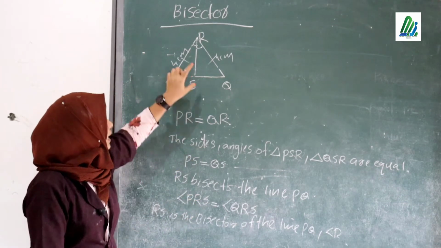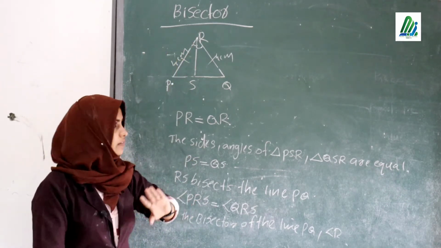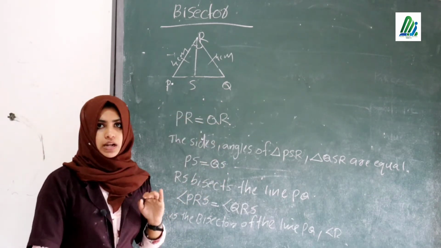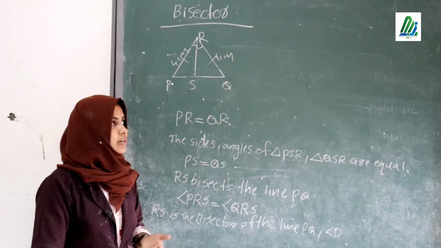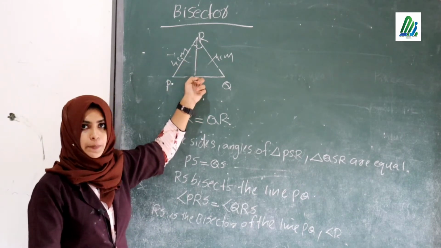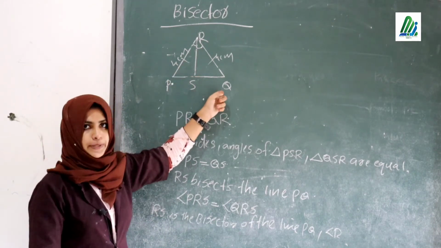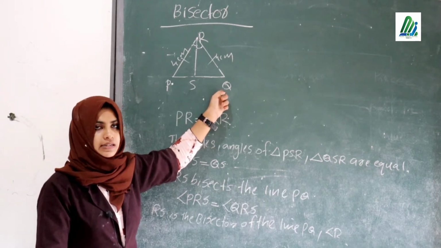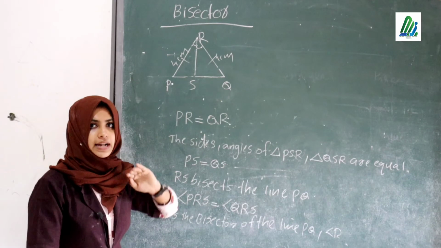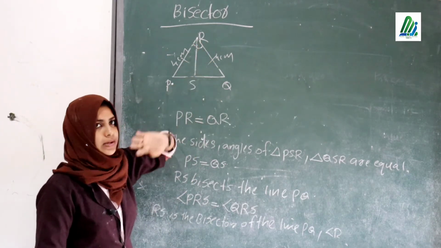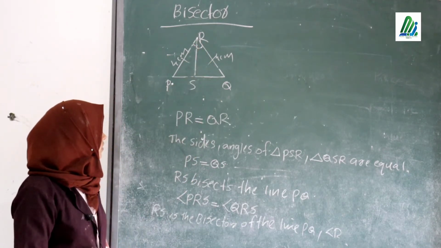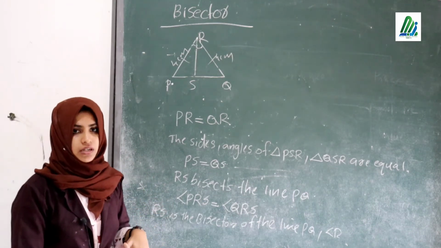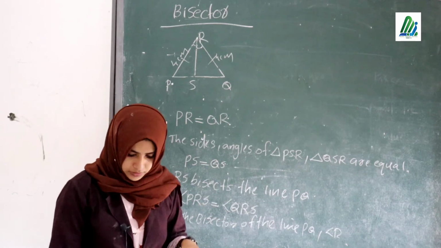And also, we can see from this figure, RS is perpendicular to the line PQ, and also we can say that RS is the perpendicular bisector of the line PQ, and also RS bisects the angle R. So these are the topics relating to the bisector.